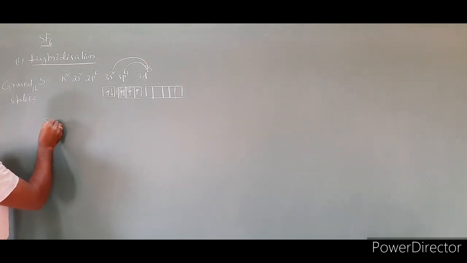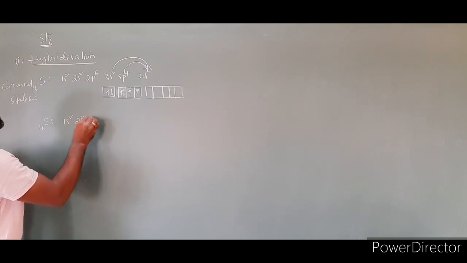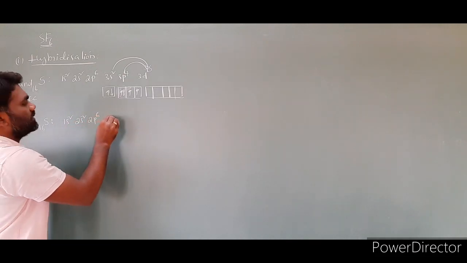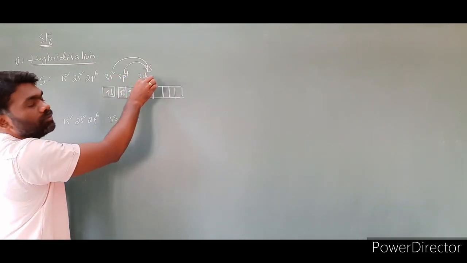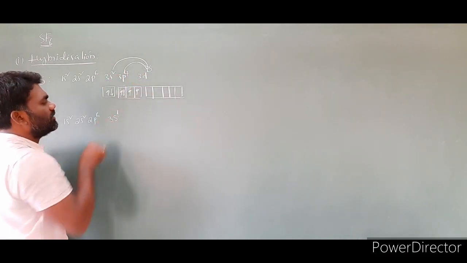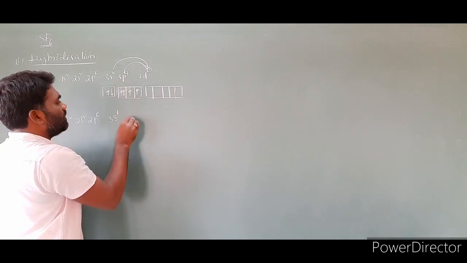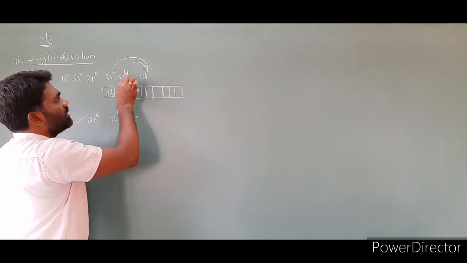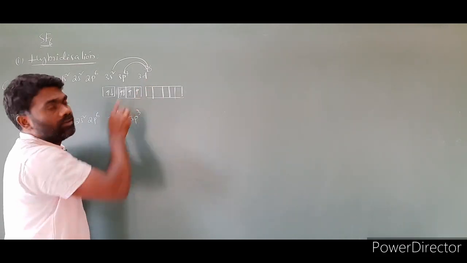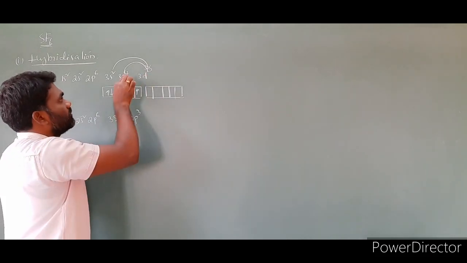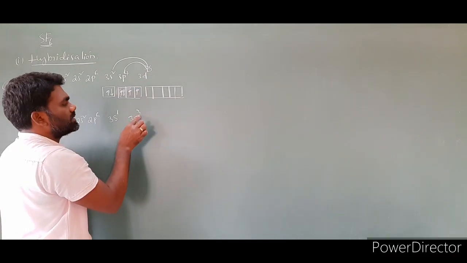So S atomic number is 16, electronic configuration is 1s2, 2s2, 2p6, 3s. How many are there? 2 electrons, and one is jumped to the d orbital. Then the remaining is only 1, 3s1. 3p, 4 are there actually, and 1 electron jumped to 3d, so we have to reduce it, and only 3 remain.